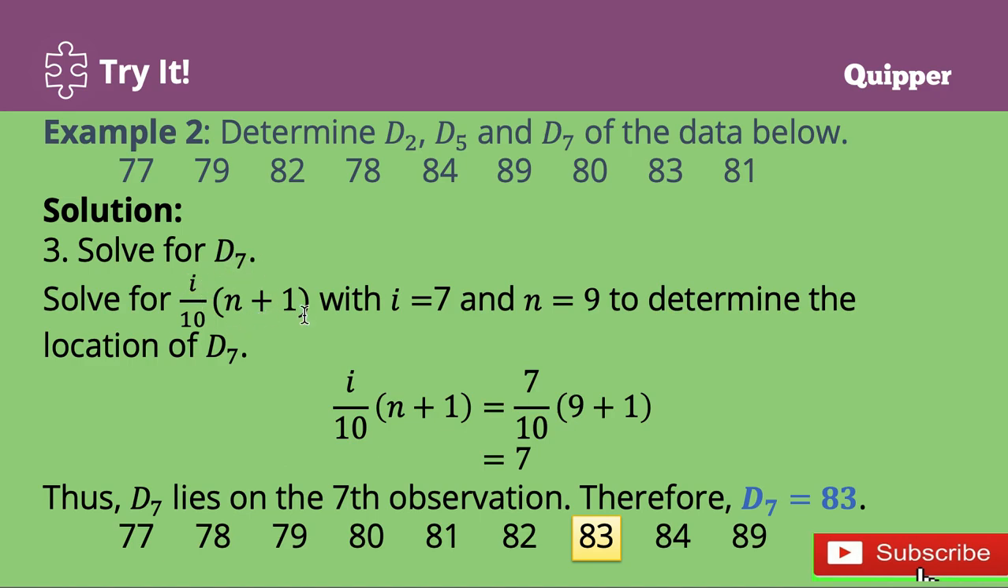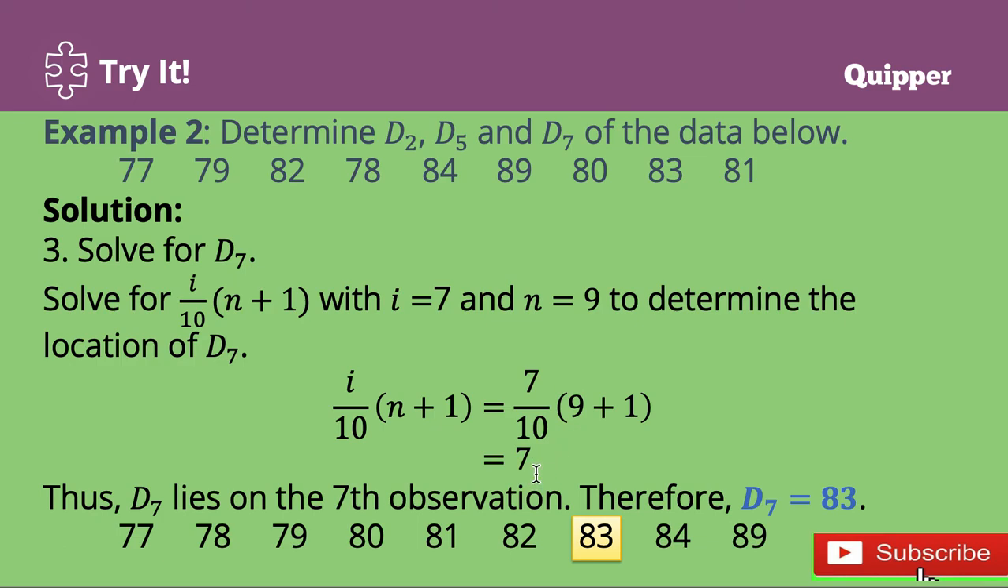Next, lastly, we are going to solve for the seventh decile. Solve for i over 10 times the quantity n plus 1, with i equal to 7 since we are to find the seventh decile. And again, n is equal to 9. To determine the location of the seventh decile, that is 7 divided by 10 times 9 plus 1. 9 plus 1 is equal to 10. 10 times 7 is equal to 70, divided by 10. That is equal to 7.